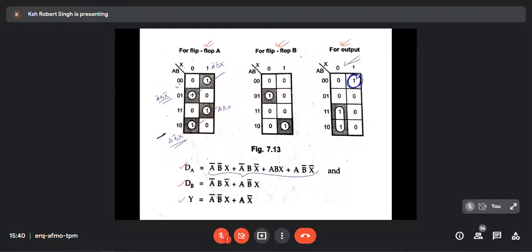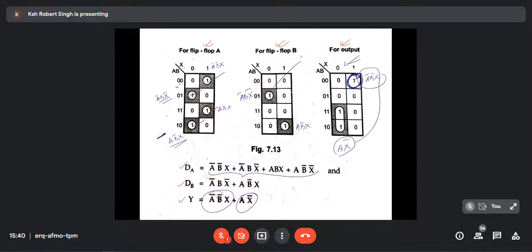So from this also, what is the expression for this? We cannot combine. This is A bar, B, X bar. This is A, B bar, X. What about this? This is A bar, B bar, X. What about this? A is common, and then X bar, A X bar, A bar, B bar, X. So like that we got it.